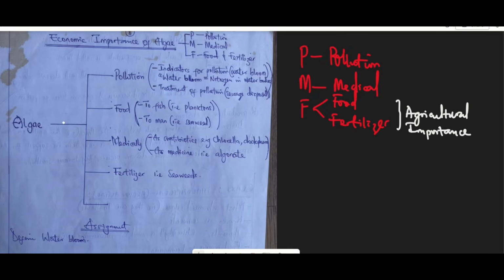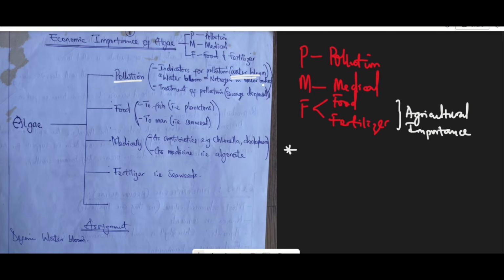Okay, let's quickly run through it. So the first is pollution. What are the economic importance of algae with regard to pollution? The first is it tells us that a water body has been polluted. Now note that any water body that is very greenish in color tells us that algae are actually present in that water body, and so such is observed in water bloom.